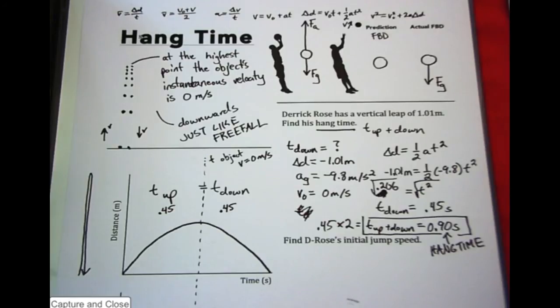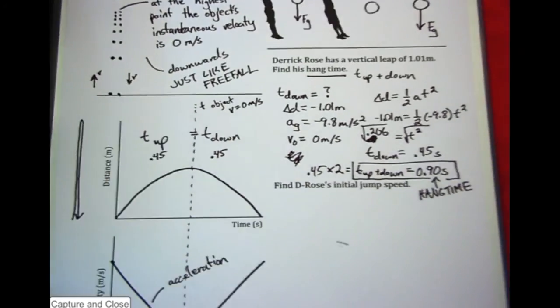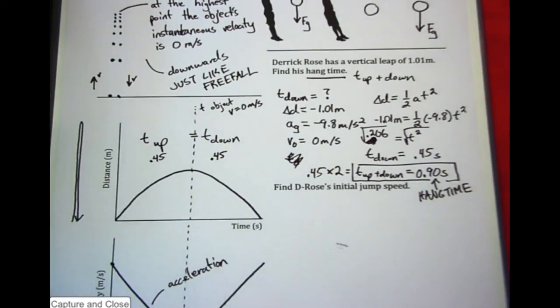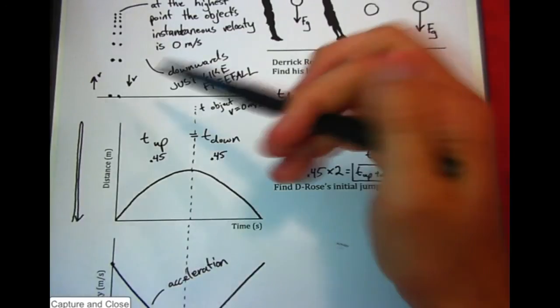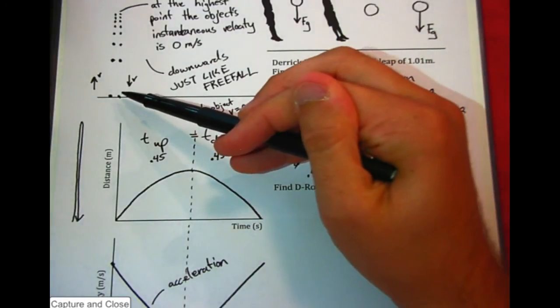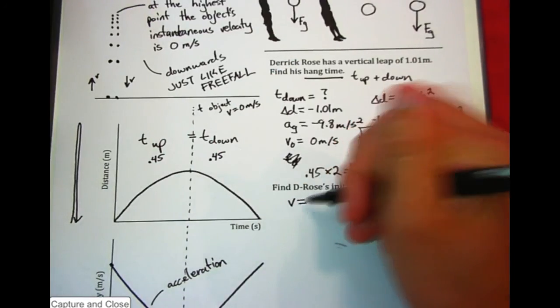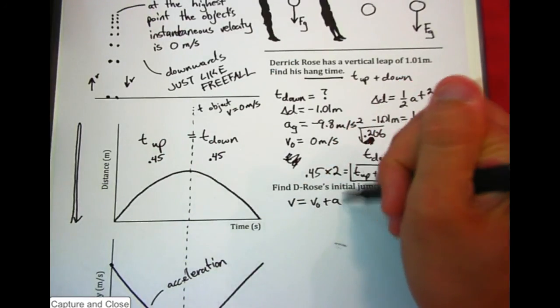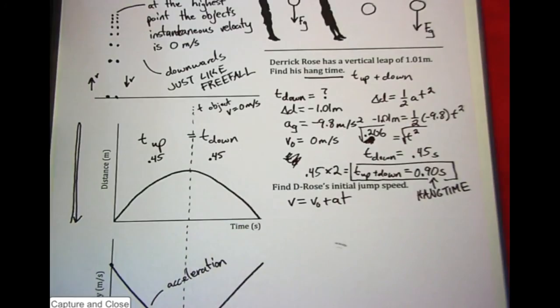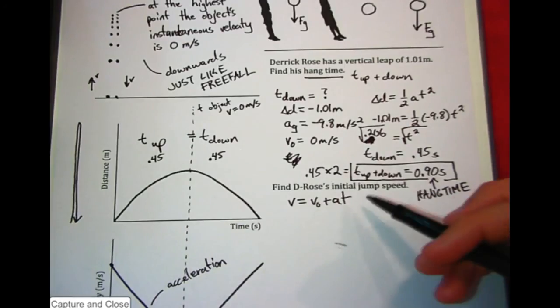All right, so let's look at the last problem. Find Derrick Rose's initial jump speed. Well, when we were working with free fall problems, we were able to figure out the speed that an object has just before it hits the ground, right? And we use this equation right here, v equals v initial plus at. That's only for the velocity when Derrick Rose hits the ground.